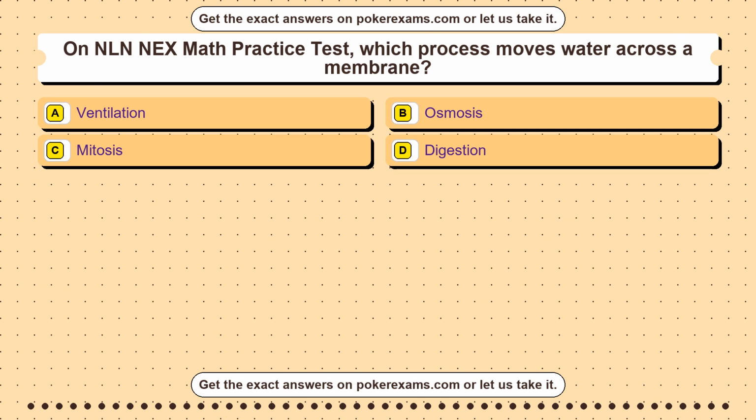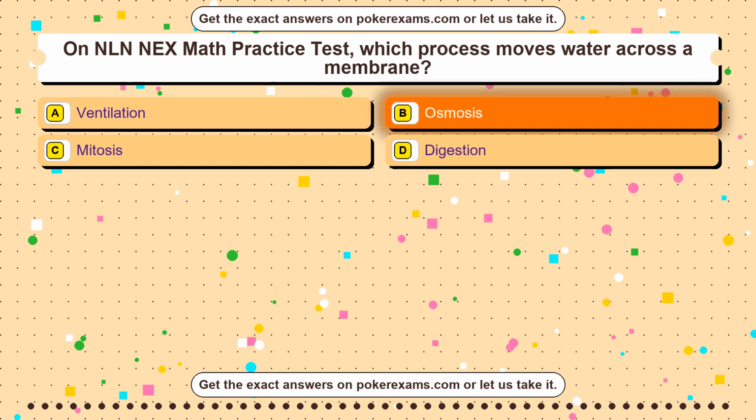Question 24. On NLN NEX math practice test, which process moves water across a membrane? Option A, ventilation. Option B, osmosis. Option C, mitosis. Option D, digestion. The correct answer is option B.